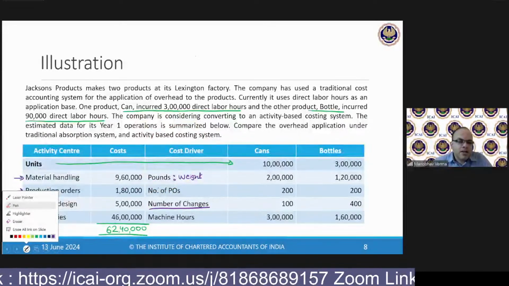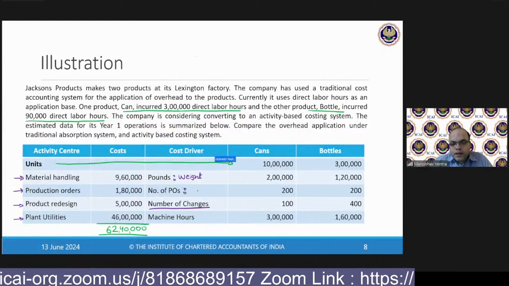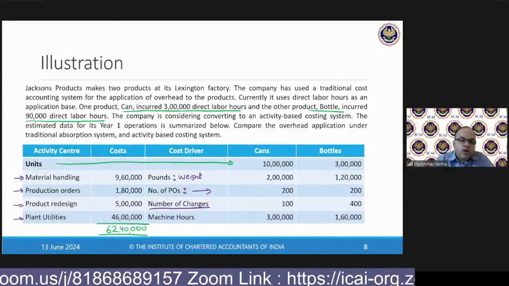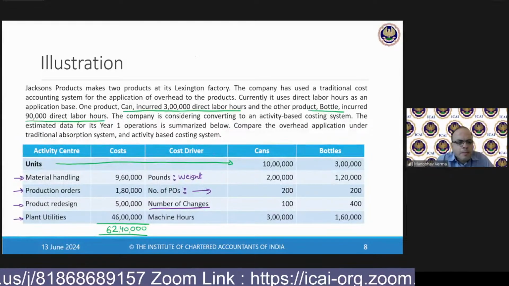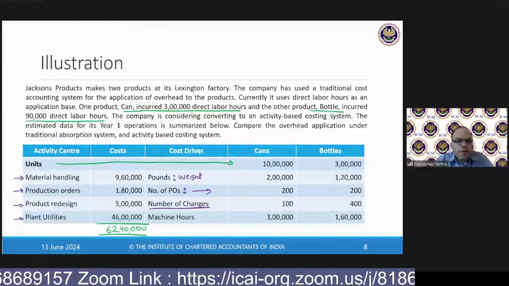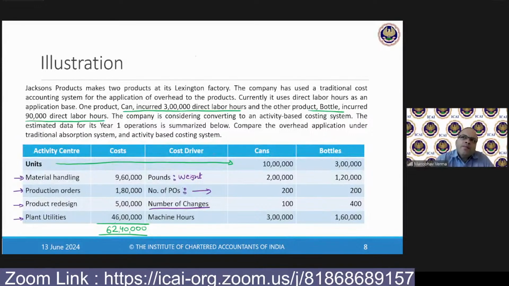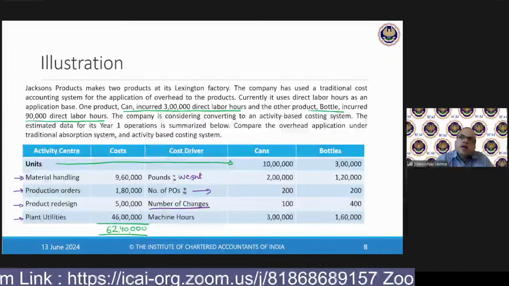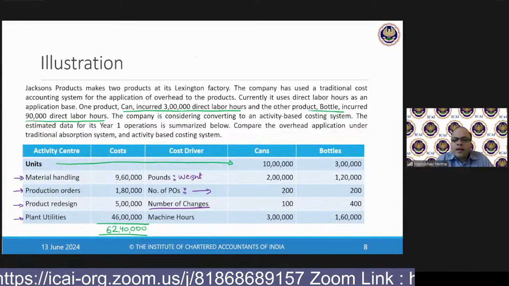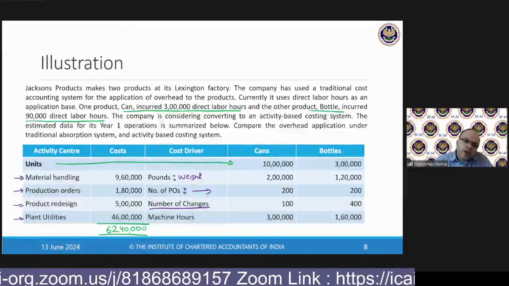So what we are saying here is we are looking at the number of POs here. So that could be a good cost driver here. Now, we are also talking about plant utilities. I think plant utilities is something we're looking at, let's say, lubricants, oil. That is something we are allocating here based on the machine hours itself.